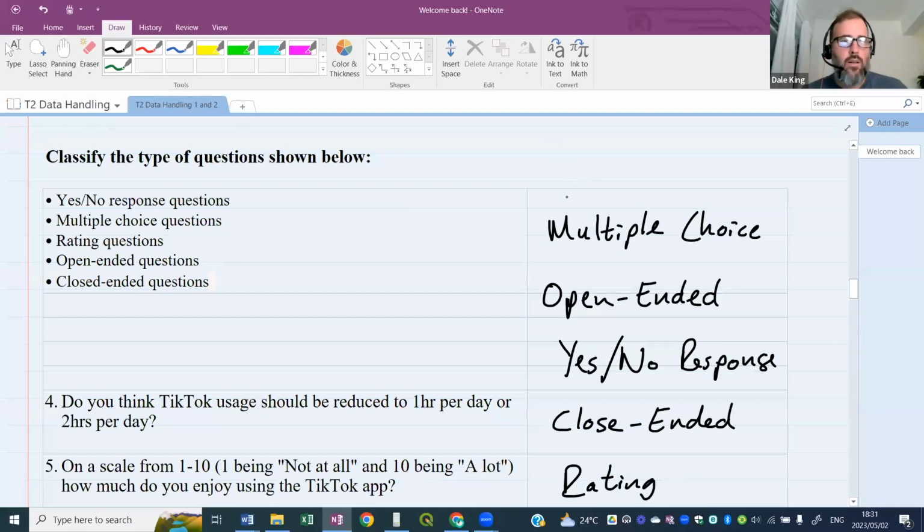All right. Now, what we're going to do is a little experiment to see how quickly we can get an idea just by asking a question as simple as that. I'm going to ask you, class, if you don't use TikTok, don't worry about it. But on a scale of 1 to 10, 1 being not at all and 10 being a lot, how much do you enjoy using the TikTok app? All right, let's see some numbers from 1 to 10.